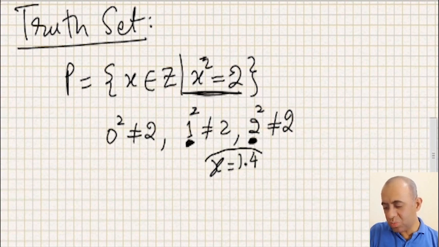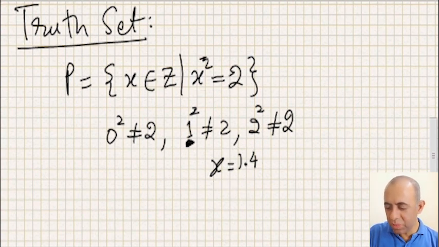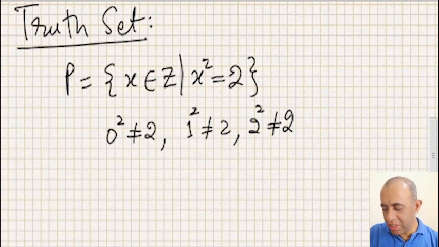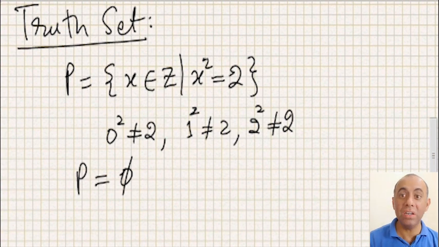But then x would not be an integer, it will be a real number. Since this is not possible, that we are not able to find an integer for which this statement is true, we will say that the truth value of this set P is null, because there is no such number which is an integer and x square is equal to 2 for that number.